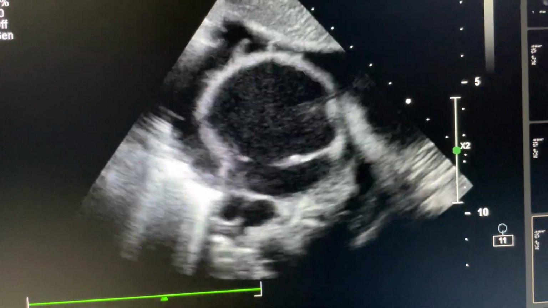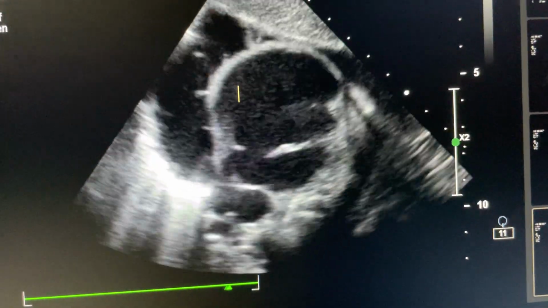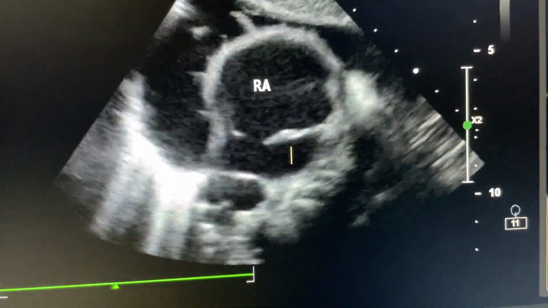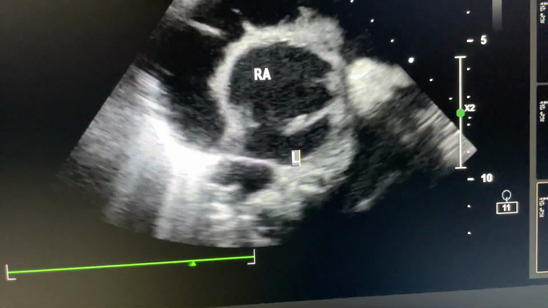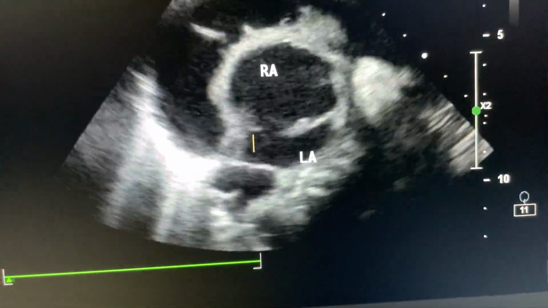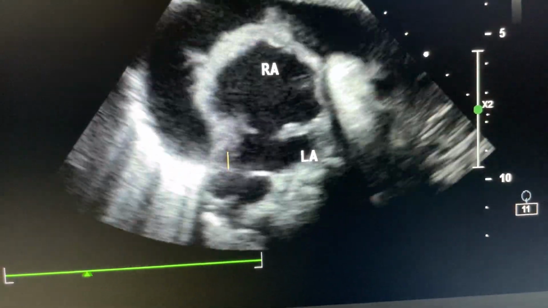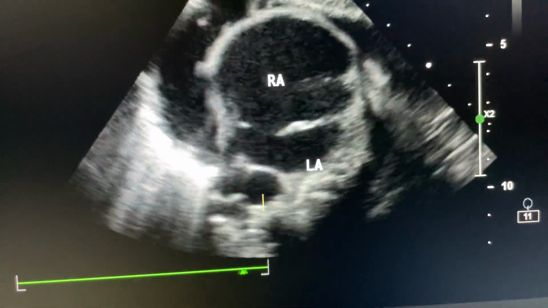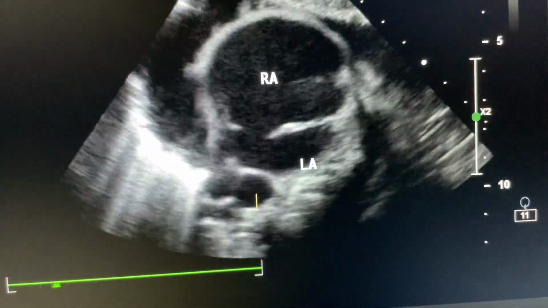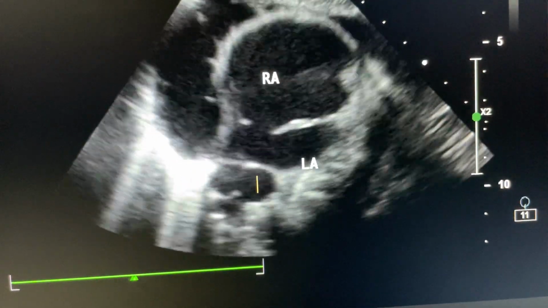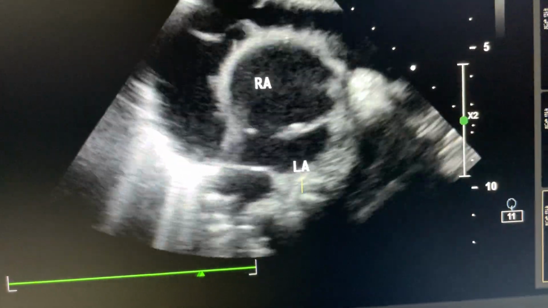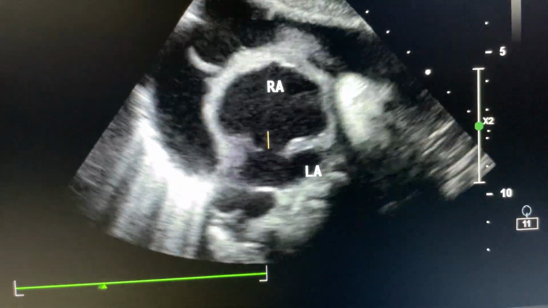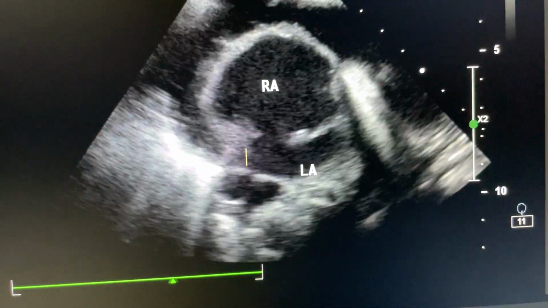In this view, this is the right atrium, this is the left atrium, and this portion is the ASD, and this portion is the superior vena cava. This is the right pulmonary artery in cross section. So this is the right pulmonary artery in cross section, this is the left atrium, this is the right atrium, this is the ASD, sinus venosus ASD of SVC type.